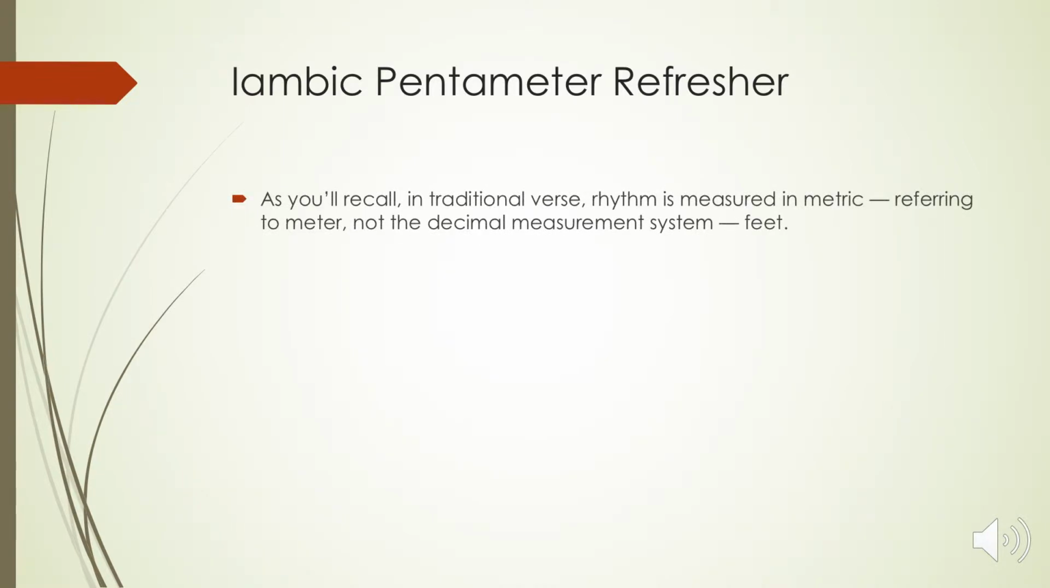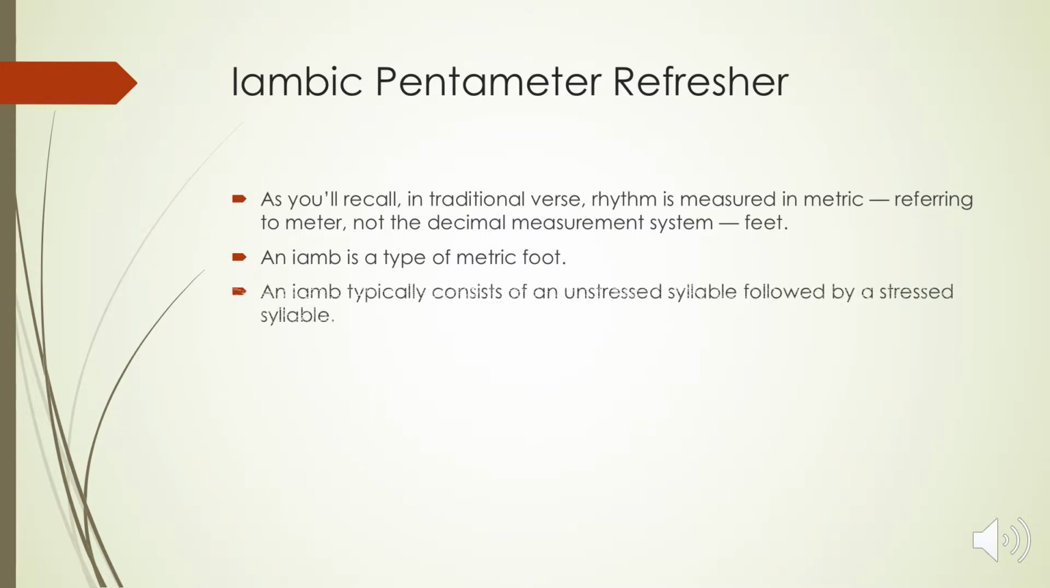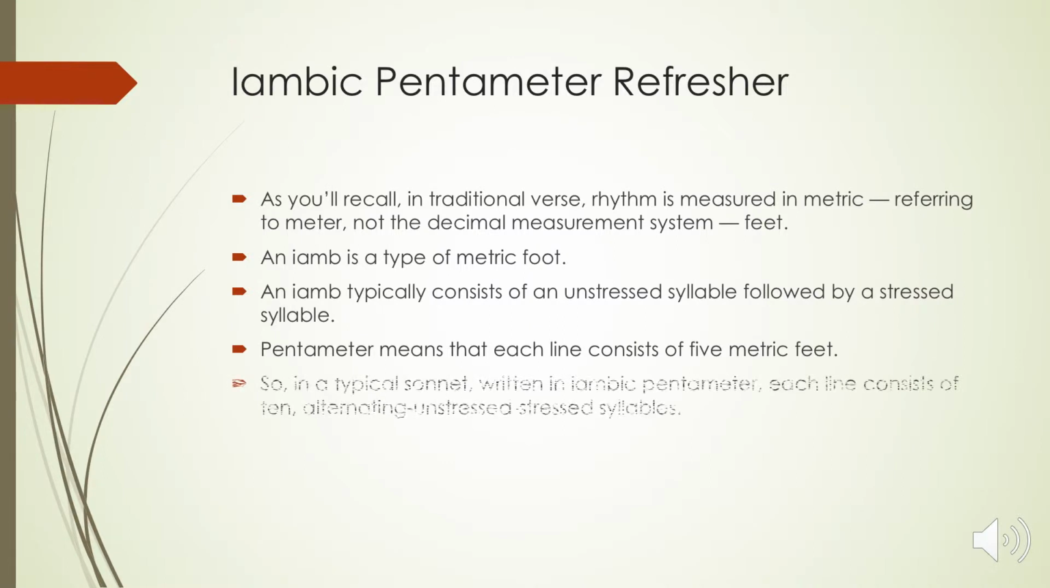As you'll recall, in traditional verse, rhythm is measured in metric feet. This refers to meter, not the decimal measurement system. An iamb is a type of metric foot. An iamb typically consists of an unstressed syllable followed by a stressed syllable. Pentameter means that each line consists of 5 metric feet. So, in a typical sonnet written in iambic pentameter, each line consists of 10 alternating unstressed, stressed syllables.